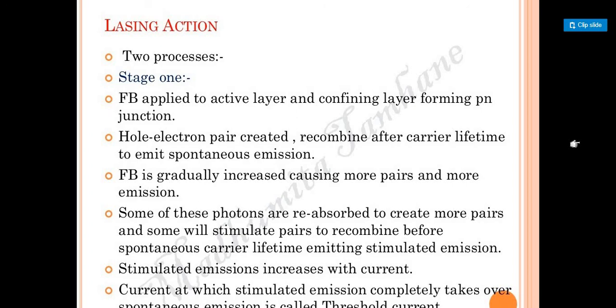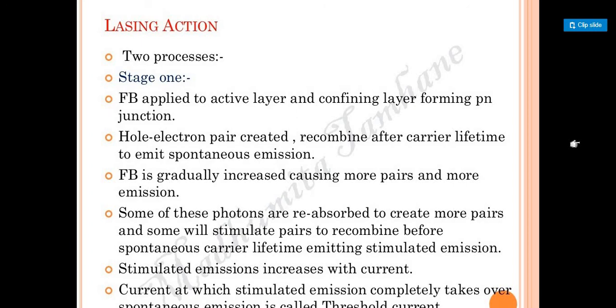When both impurities are added, we can find that hole-electron pairs are created. These recombine after the carrier lifetime to emit spontaneous emissions. As the forward bias is gradually increased, it causes more pairs and more emissions. Based on that, we are able to find the lasing.